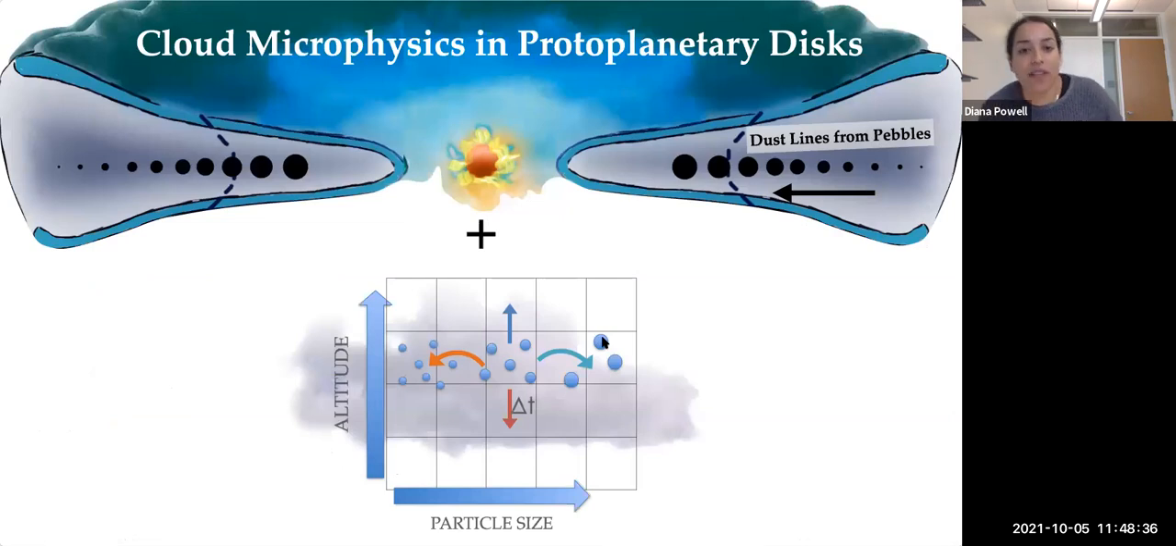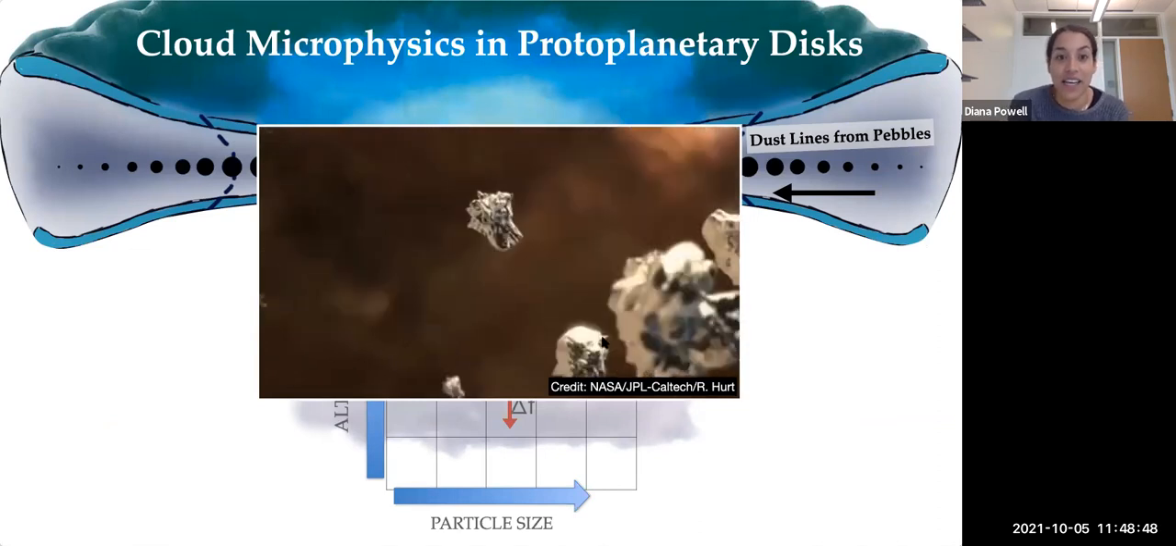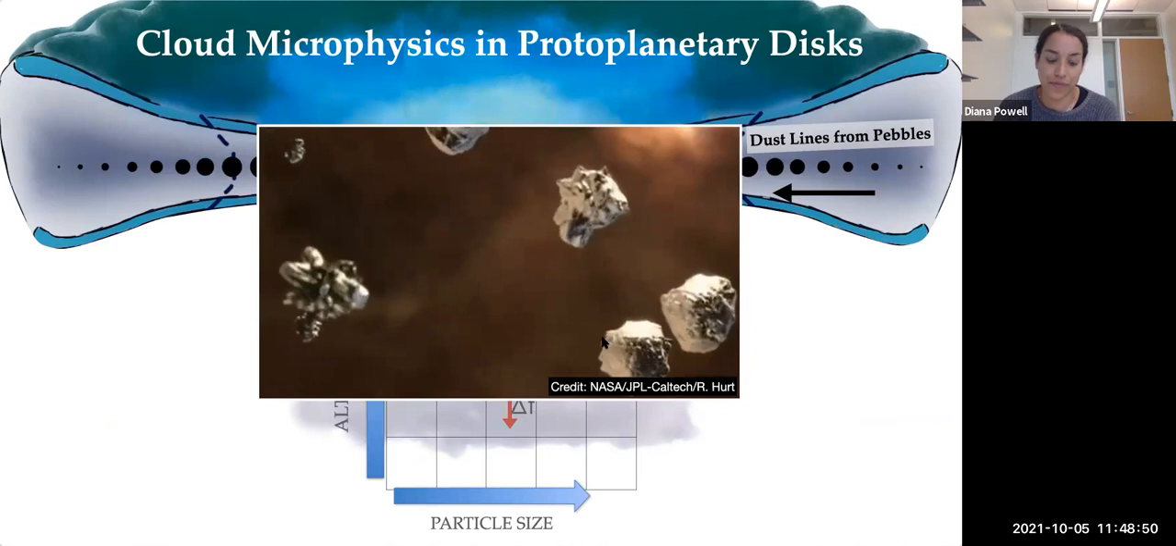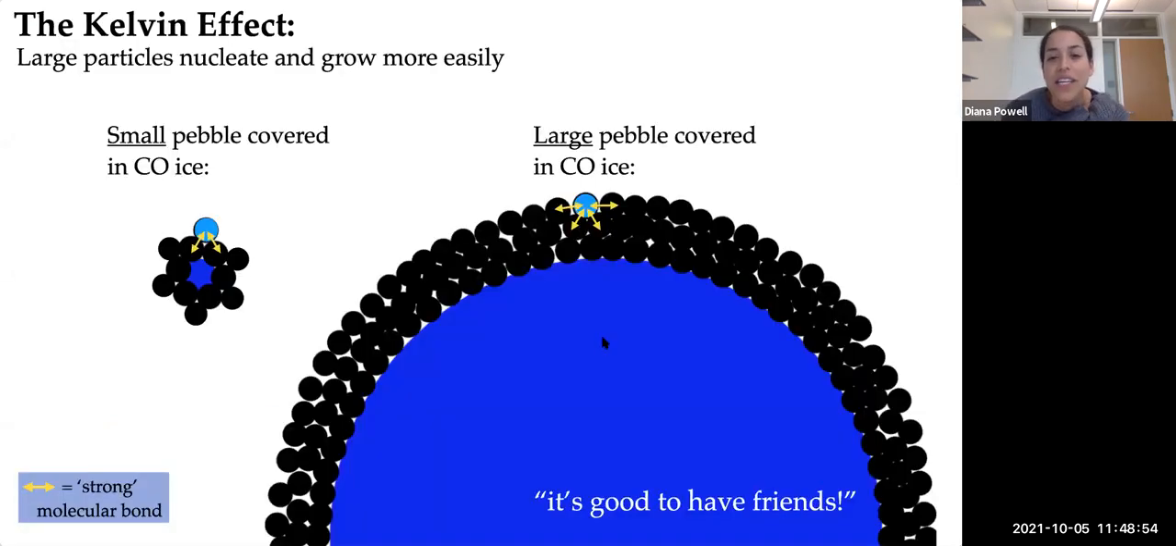And to address this problem, I've coupled my model for protoplanetary disk properties with an adapted version of the models that I use to study cloud formation in exoplanet atmospheres. In this context, I'm modeling the formation of ice on dust in disks. In particular, the nucleation and growth processes in the scheme include the Kelvin effect, which quantifies the stability of ice particles through considering the strength of the molecular surface bonds.